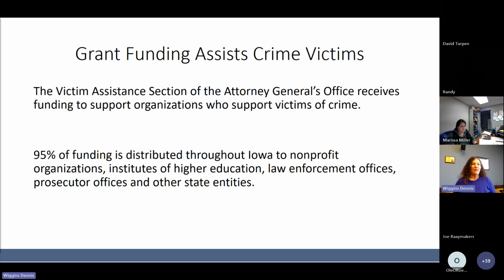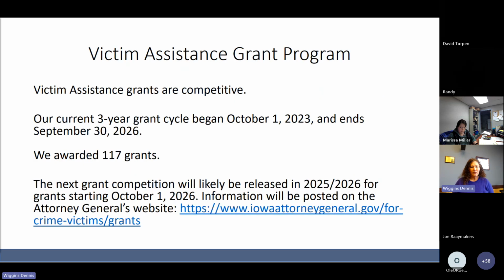So there's some grants that prevent crime. We do not have prevention grants. The grants I oversee are to serve victims of crime. About 95% of the money that we get is distributed out. We keep 5% for administrative costs, and the rest is sent out throughout the state of Iowa. We fund nonprofit organizations, institutes of higher education, law enforcement offices, prosecutor offices, and other state offices with the money.